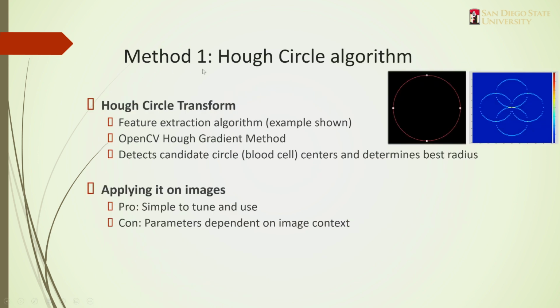My first method was the Hough circle algorithm, based on the Hough circle transform. It is a feature extraction algorithm built in OpenCV Python. It detects candidate circle centers, in this case of the blood cells, and then determines their best radius. Applying it on images, it was very simple to tune and use. However, the parameters were dependent on image context.